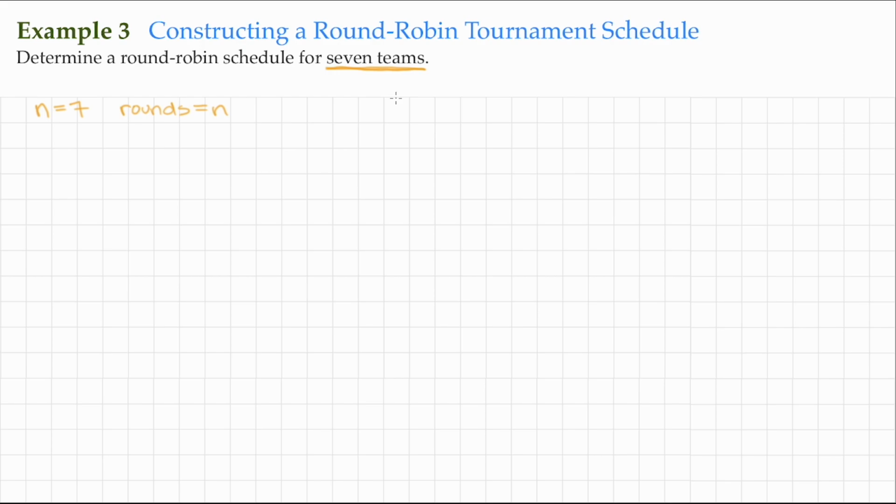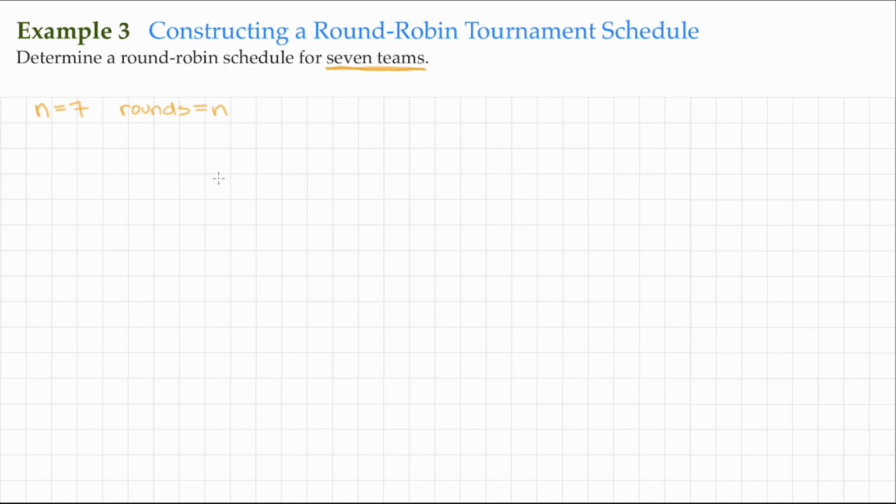So we're going to have 7 rounds. Even though we had 7 rounds for 8 teams, we're still going to have 7 rounds for 7 teams. So when you have an even number of teams, then the number of rounds is the number of teams minus 1. And when you have an odd number of teams, the number of rounds is equal to the number of teams.